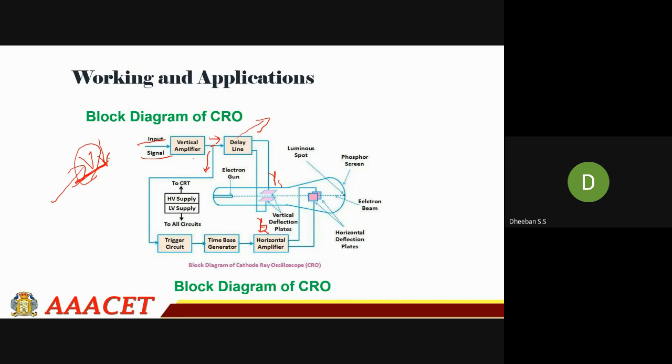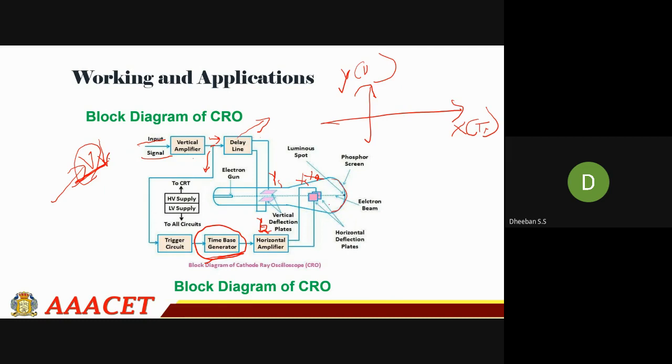From the trigger circuit there will be a time base generator. As I said, your y-axis will be your amplitude, mainly your voltage, and your x-axis will be your time period, t, which is represented in seconds. So for the x-axis, you have to have a time generator. After this time generator, it will be given to the horizontal amplifier, and you can take these as x1 and x2. And finally, this is your screen.